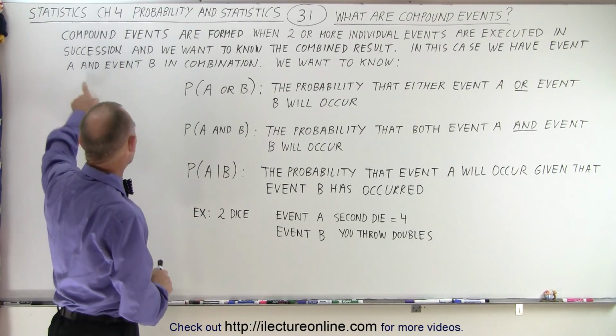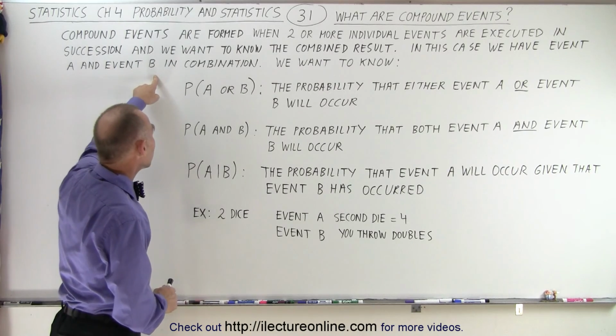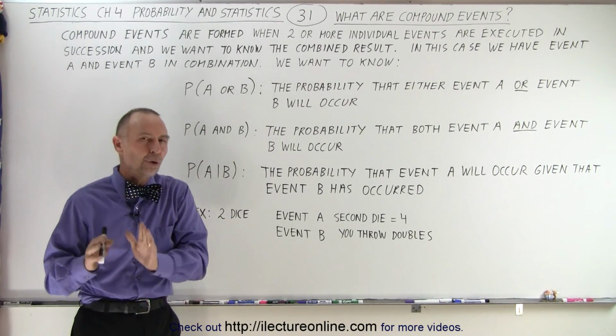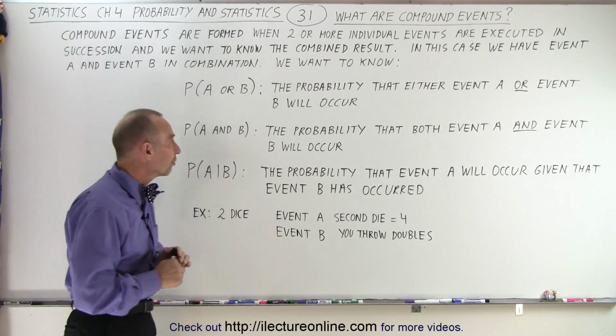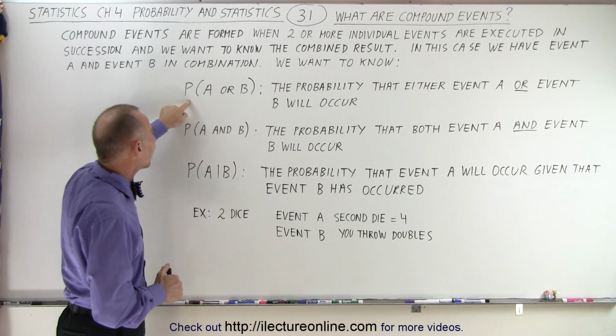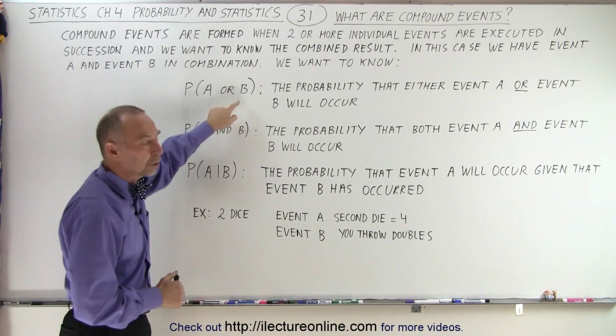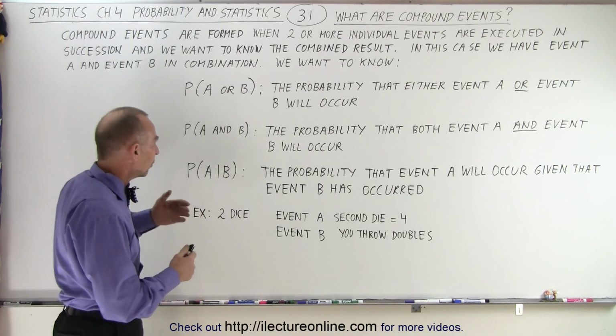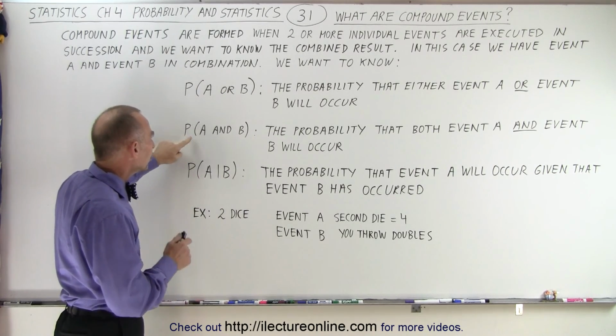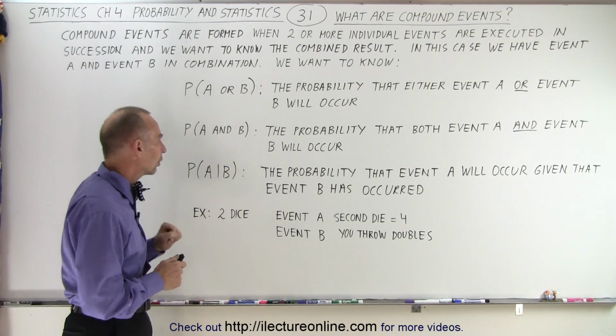So let's say we have event A and we have event B in combination, and we want to know the following three key things. First of all, the probability that either A or B will occur. The second one is the probability that both A and B will occur.